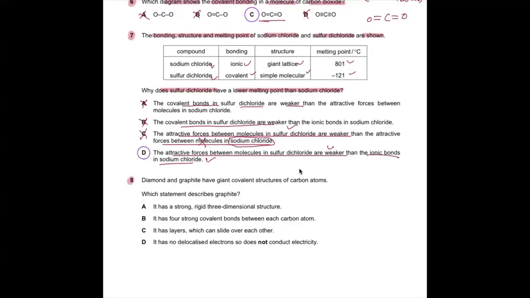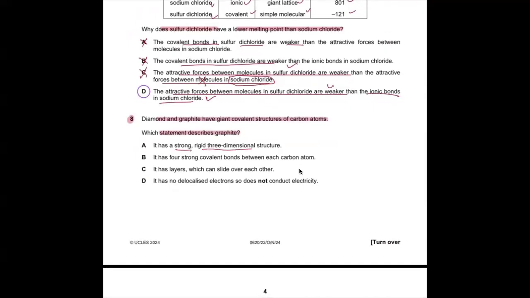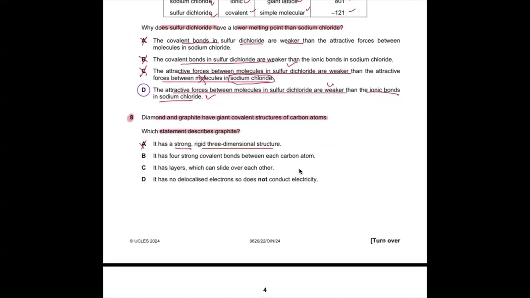Now, MCQ number 8. Diamond and graphite have giant covalent structures of carbon atoms. Which statement describes graphite? It has a strong, rigid three-dimensional structure. No, it's not rigid. It's flexible. So A is not the answer because rigid is wrong. It has four strong covalent bonds. No, we know that graphite doesn't. Each carbon is forming three covalent bonds. So option B is wrong.